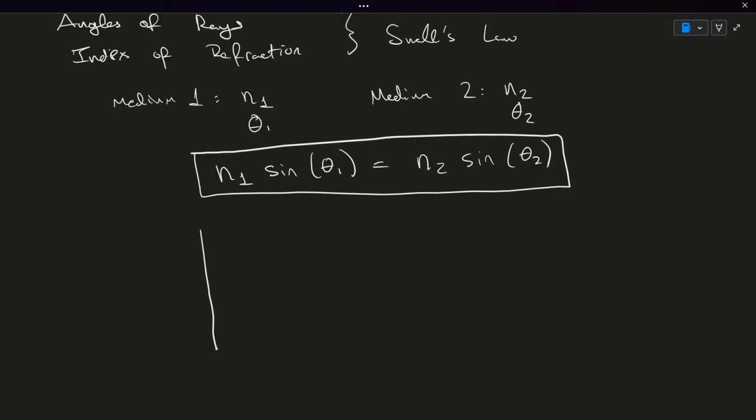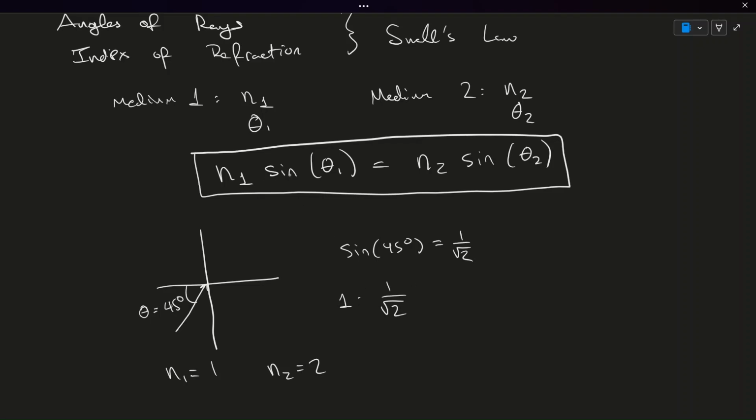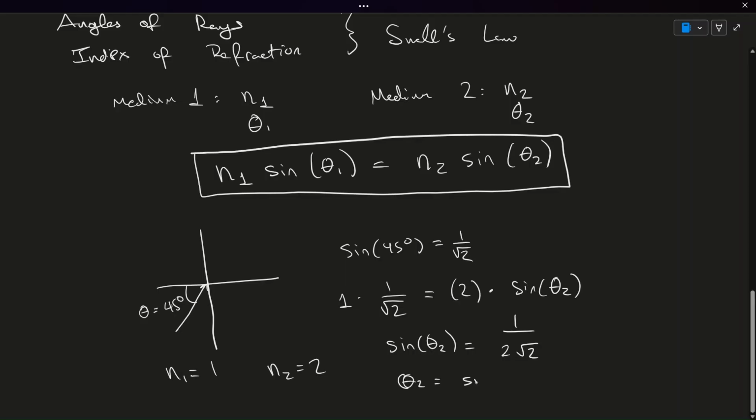So for example, if n1 is equal to 1 and n2 is equal to 2, where 1 just means it's in a vacuum, and we know that light is going in at theta equal to 45 degrees, we know what its angle is going to be on this side. Because sine of 45 degrees is 1 over root 2, so 1 times 1 over root 2, just plugging in the values into n1 sine theta 1, is going to be equal to n2, which is 2, times sine of theta 2. Now you have one variable here, so you can move this to the other side. You get sine of theta 2 is equal to 1 over 2 root 2, and then you just take the inverse sine. You get theta 2 is equal to sine inverse of 1 over 2 root 2.